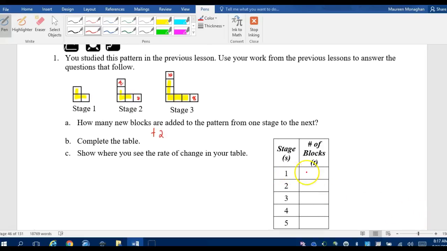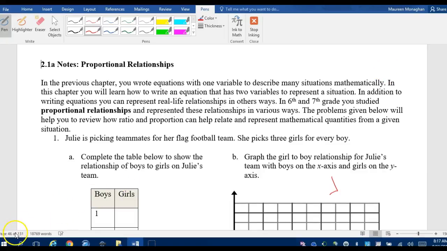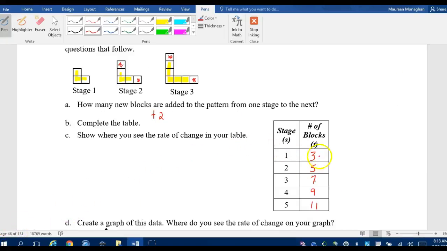In stage 1, the number of blocks we have is 3. Stage 2 is 5. Stage 3 is 7. What do you think? Right. 9 and then 11. So what's happening each time? I'm going to pause it and get back to it. Okay, I'm back. Sometimes it just jumps around. Alright, so the difference between these two, obviously, is 2.